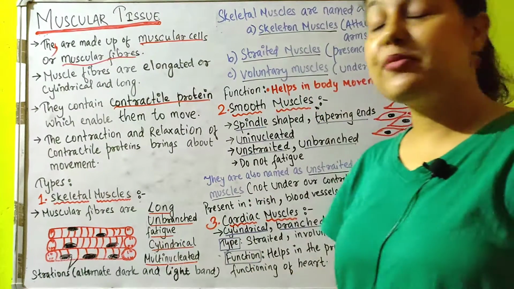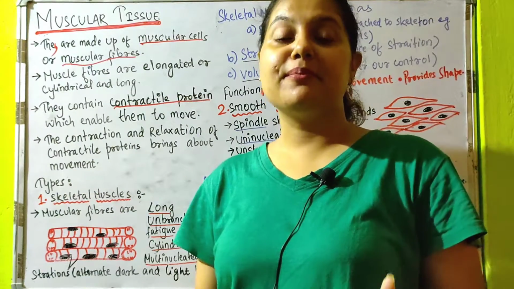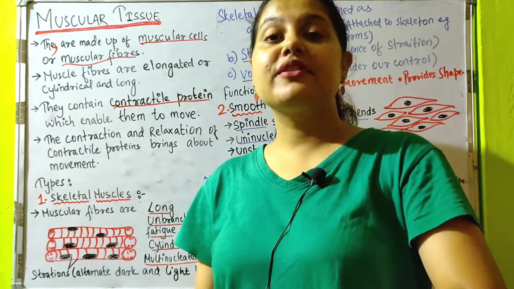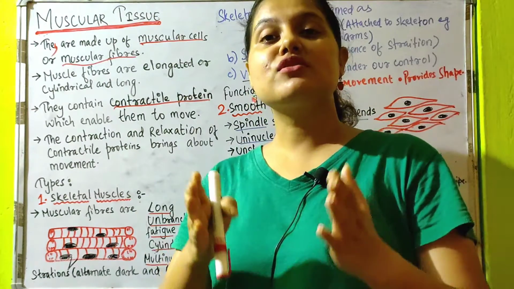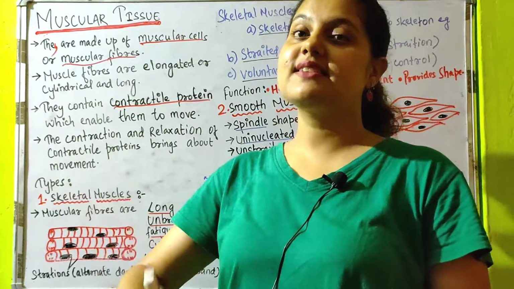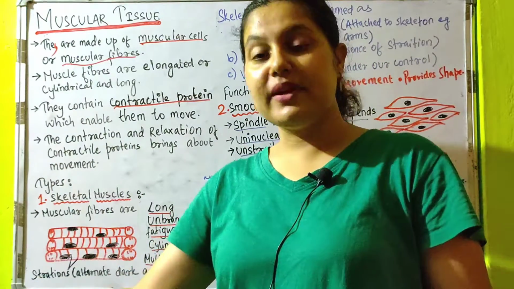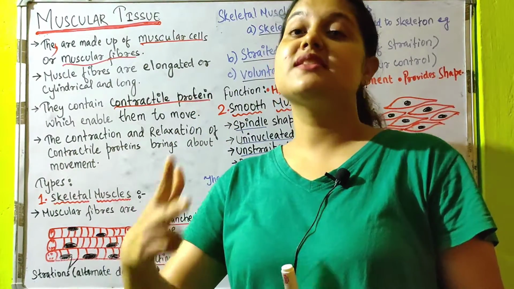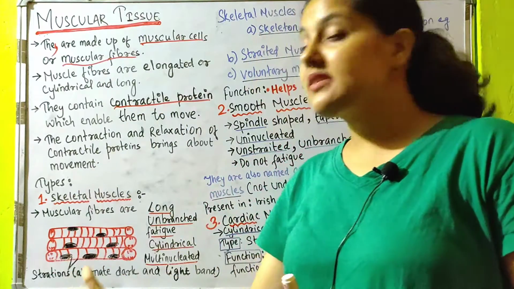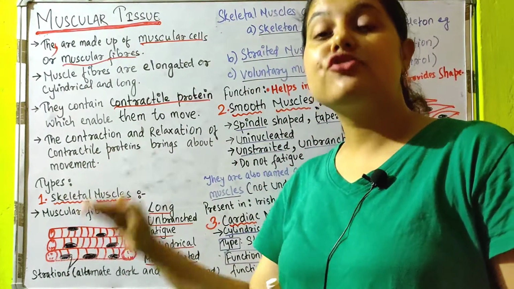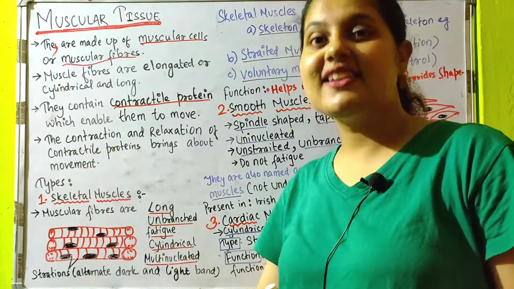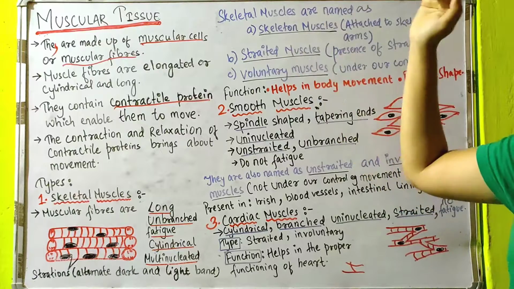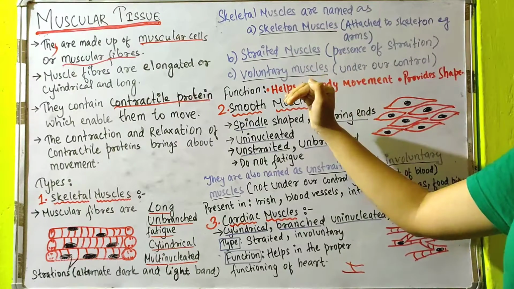So now let us recap the topic. Muscle tissues are made up of muscle cells or muscle fibers. Muscle cells or muscle fibers contain contractile protein because of which they can contract and relax and help to bring about movement. They are of three types: skeletal muscles, smooth muscles and cardiac muscles. Skeletal muscles are cylindrical, unbranched, long, multinucleated and striated. They are also named striated muscles and voluntary muscles.